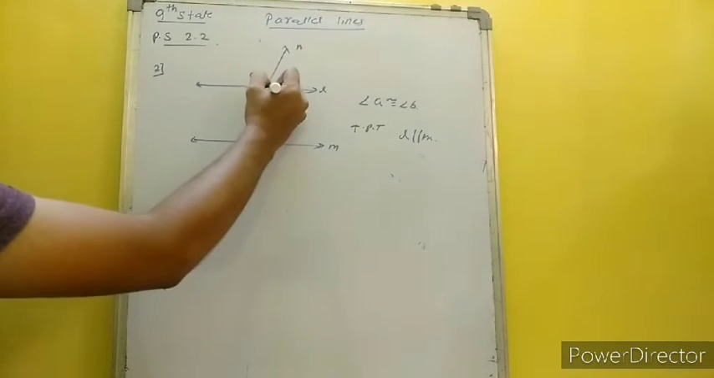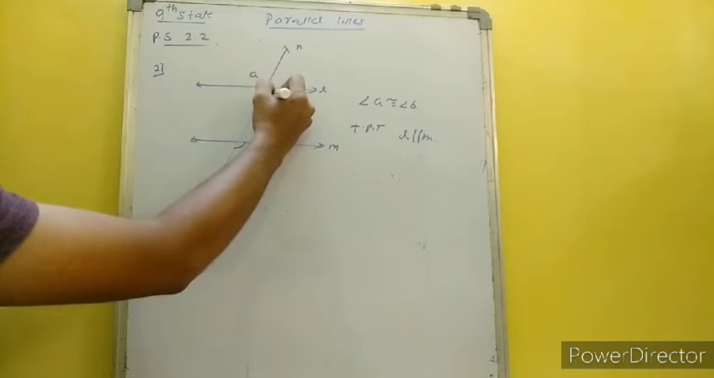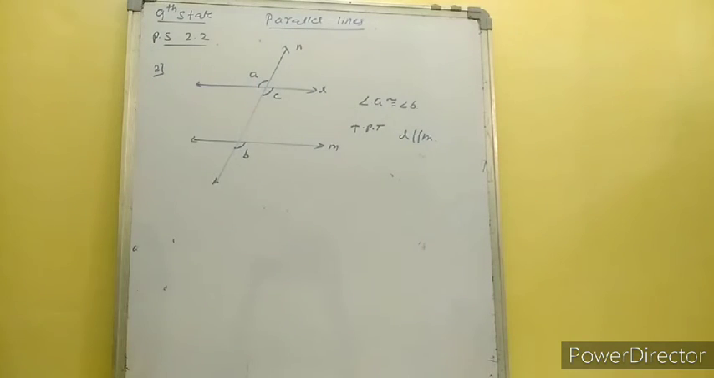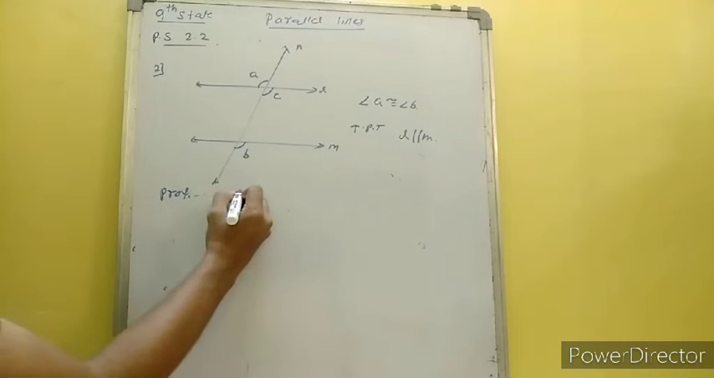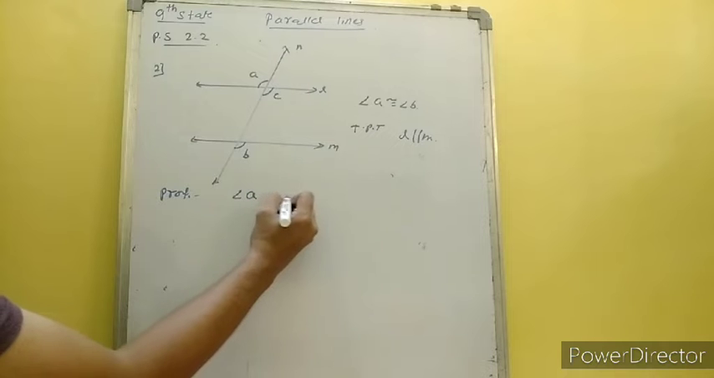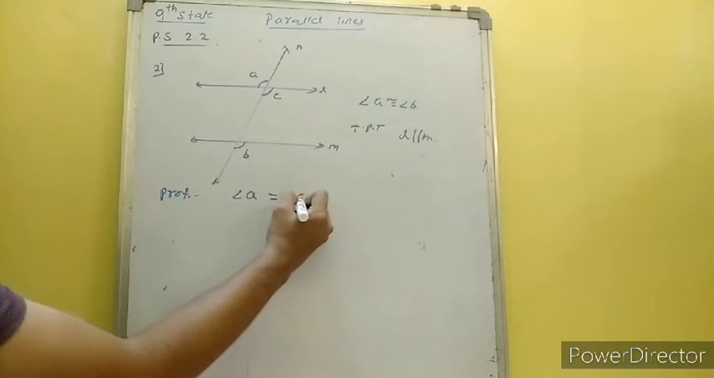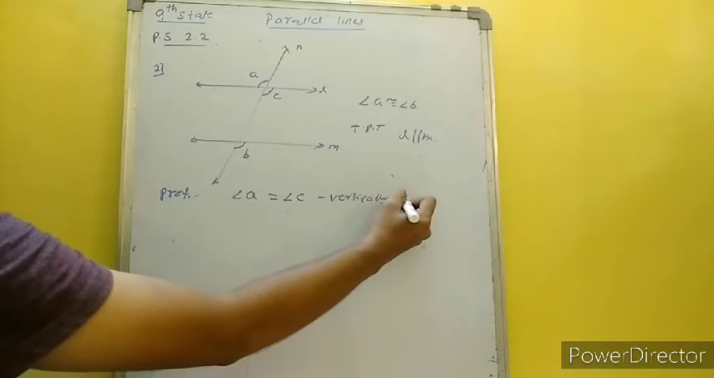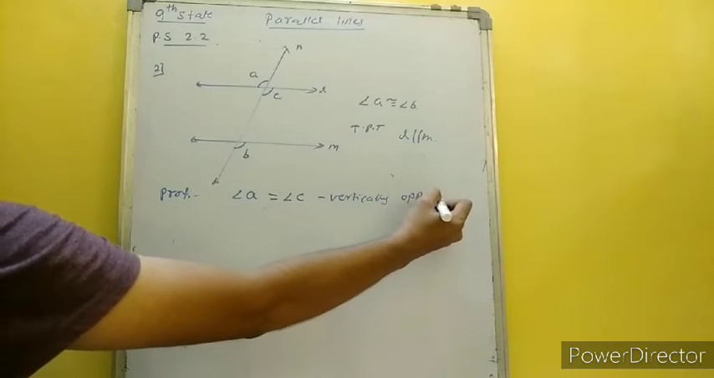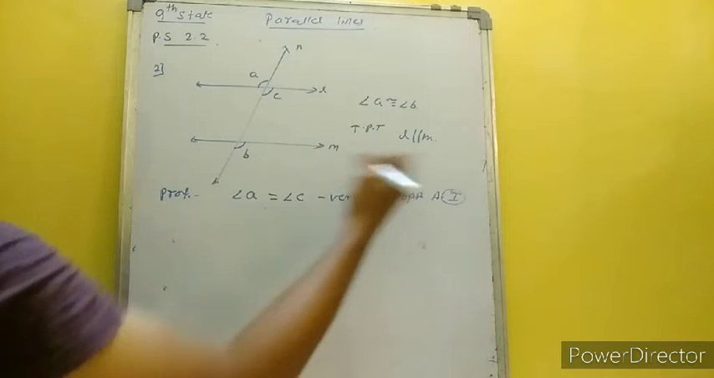Okay, so I'll take over here, angle C. Right angle C over there. Now, solution or proof. I can say that angle A is equal to angle C, vertically opposite angles. I will name this as 1.